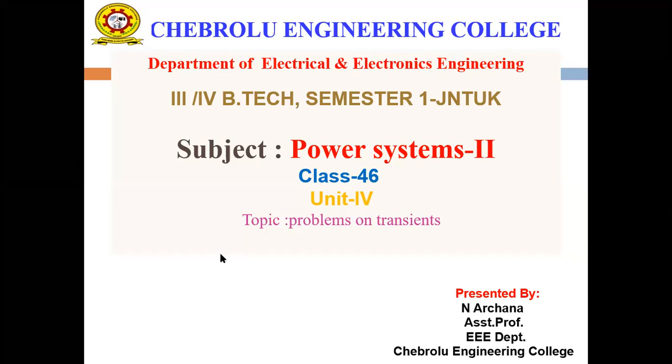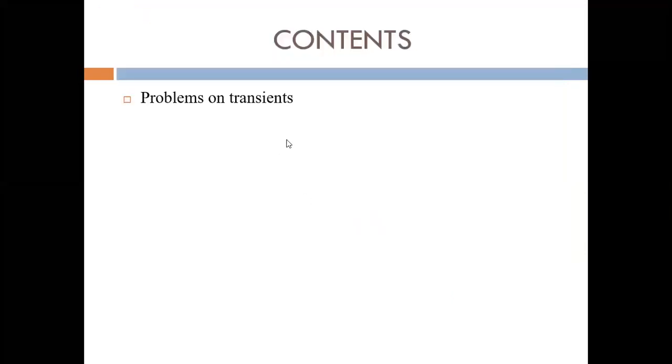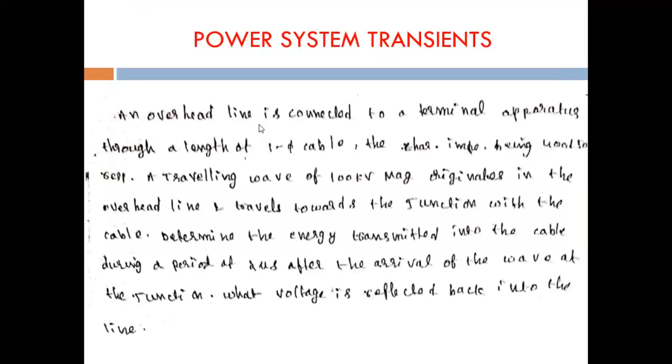Okay, today we are going to discuss some problems related to transients. First, an overhead line is connected to a terminal through a length of single phase cable.